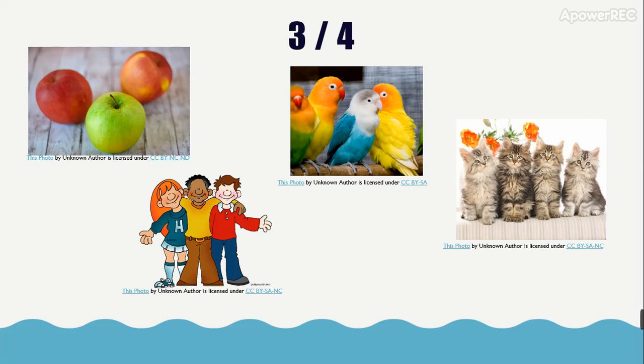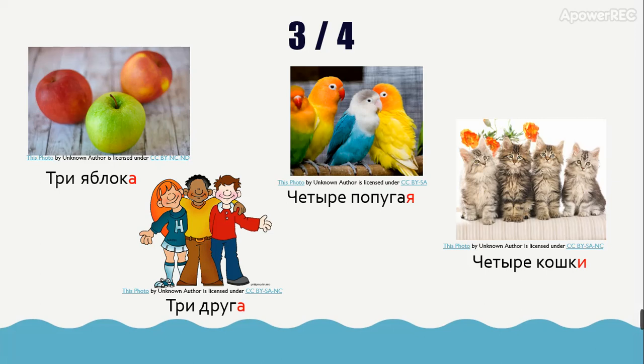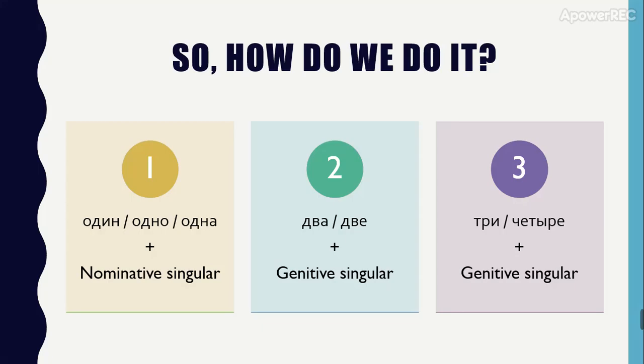What happens with 3 and 4? First of all, the words for 3 and 4 do not change. They remain like that. 3, 4. And the nouns will be used in the genitive case again. 3 яблока, 3 друга, 4 попугая, 4 кошки. No matter what the gender of the object is, you will still use 3 or 4.